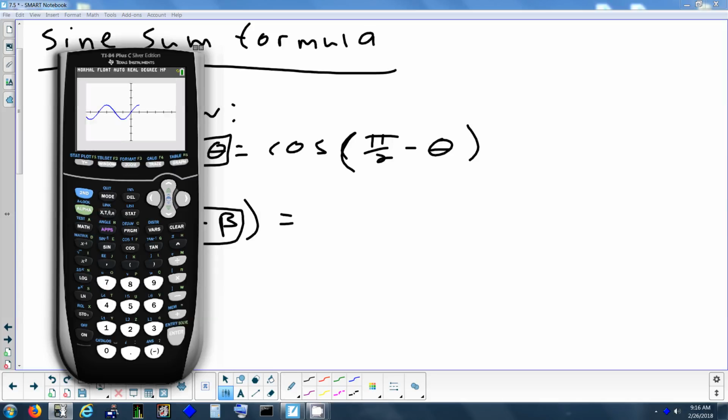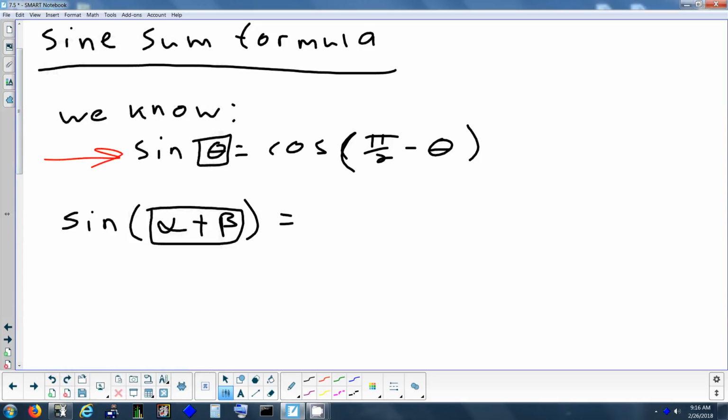The two graphs you're about to see are almost the same graph, except one of them is shifted 90 degrees away from the other. If you took the graph in red and just shifted it 90 degrees to the right, you'd get the graph in blue. Or you could shift the one in blue 90 degrees to the left. That's what this fact is saying right here. Sine and cosine are phase shifts of each other. And since they are, we can use that fact to figure out the sine of a sum.